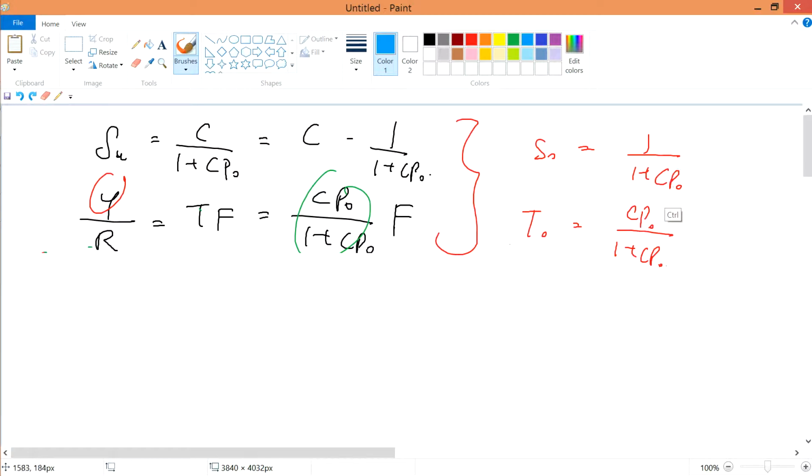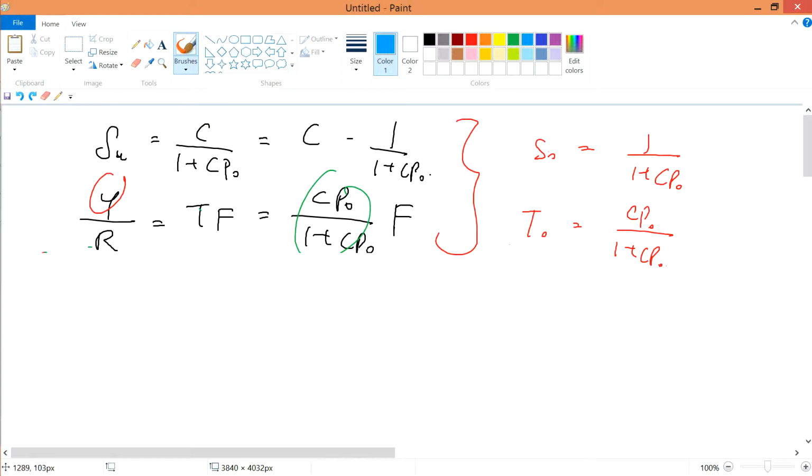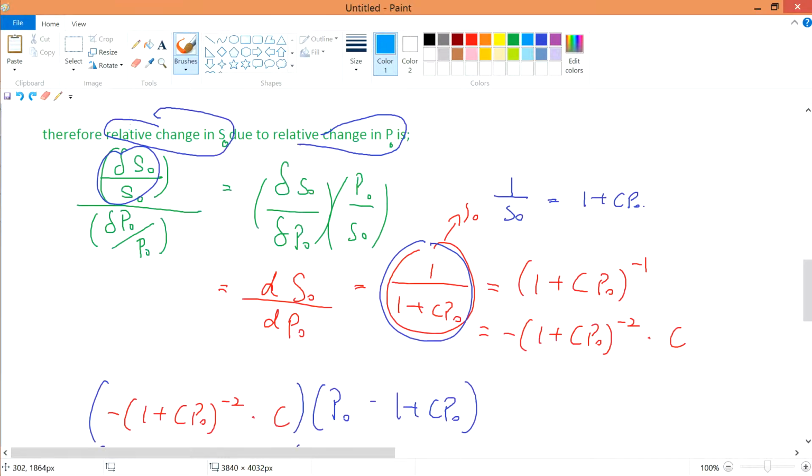Therefore how do we analyze things such that we can give our understanding of S plus T equals 1? From that, we can understand fully how this relationship comes about. In order to do that, we know that if P naught changes, S naught will change. So let's write the relative change in S naught due to the relative change in P naught. What does this mean?